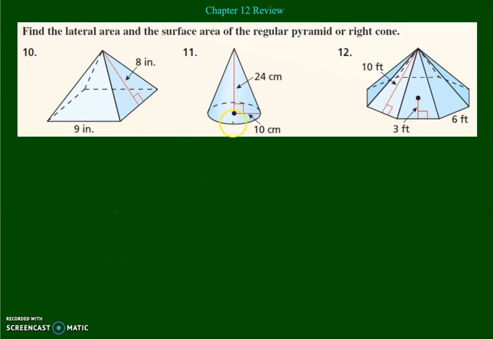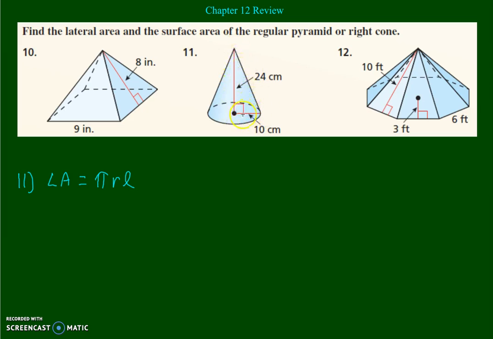Now problem 11. In problem 11, we have a cone. They give us the radius and they give us the height of the cone. So let's begin with lateral area. Problem 11, lateral area is, now this is the stranger of the formulas. Lateral area is pi r L. L being slant height of the cone.